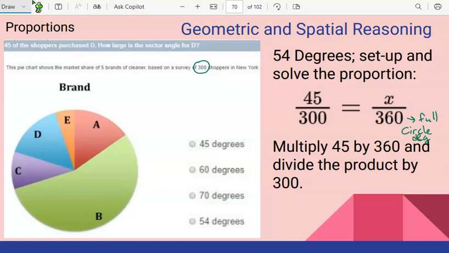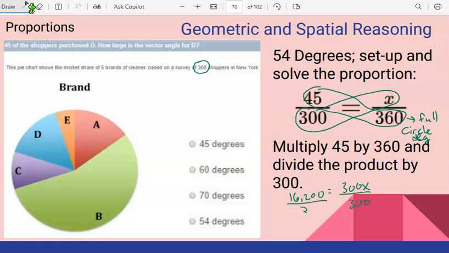And we're looking for the value, and we'll call it X. From here, you would cross multiply the 360 times the 45 and the 300 times the X. You get 16,200 equals 300X. Divide each side by 300. And then you get 54 will equal X. So the answer would be 54 degrees.